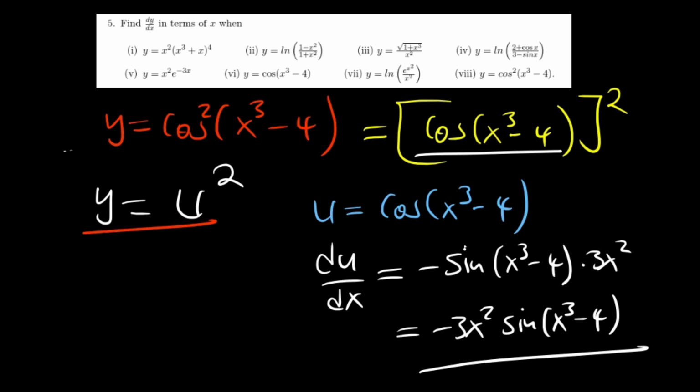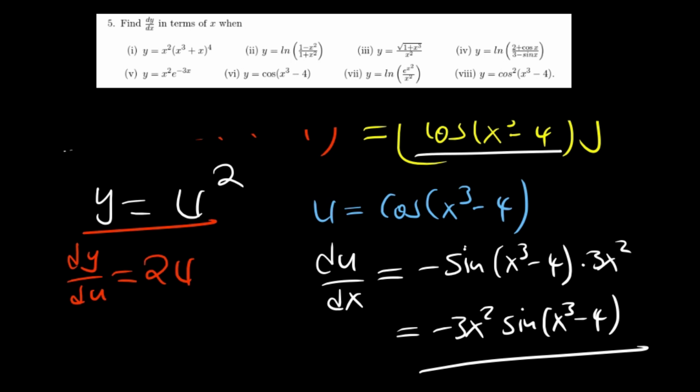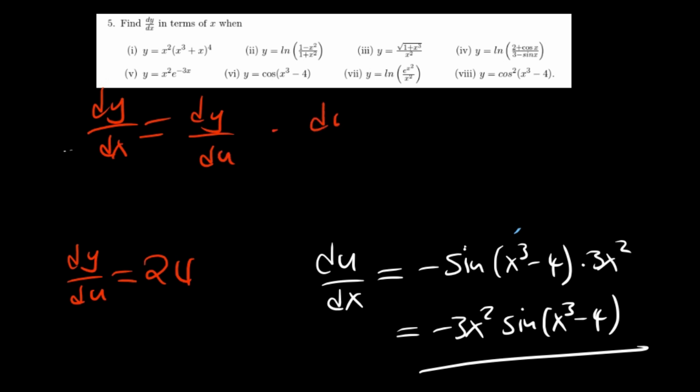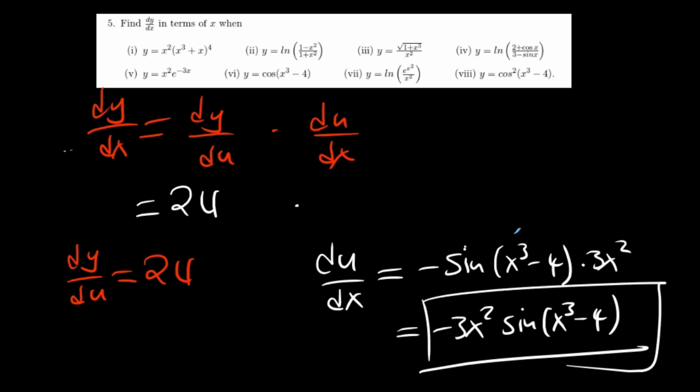Differentiate this with respect to u. It's going to be called dy du, which will be 2u. Now for us to get dy dx, it's a product of dy du multiplied by du dx. So dy du is 2u, and then our du dx is this part: negative 3x squared sine of x to the power 3 minus 4.